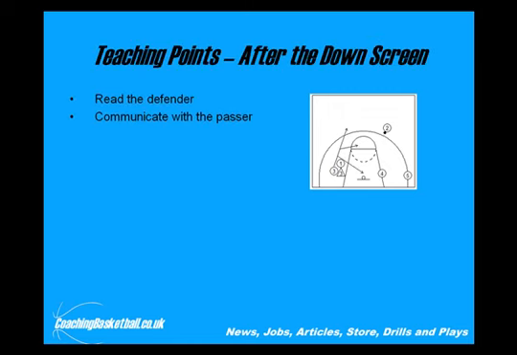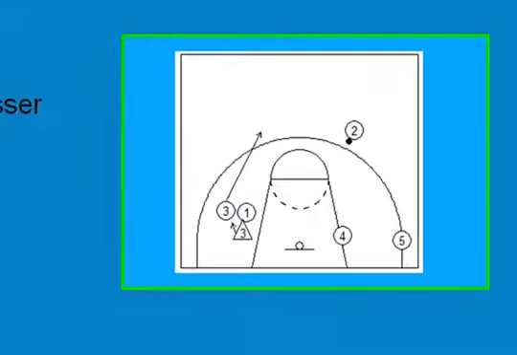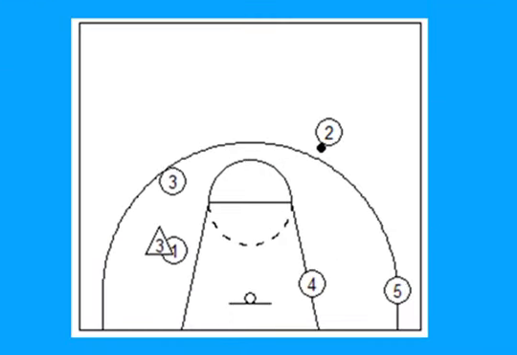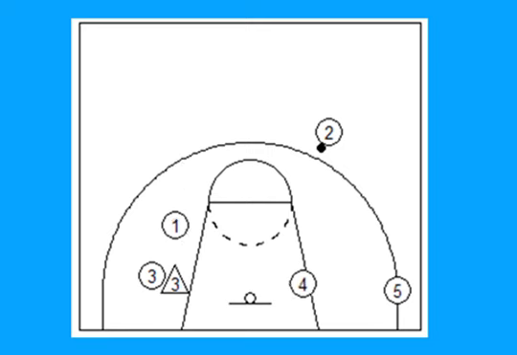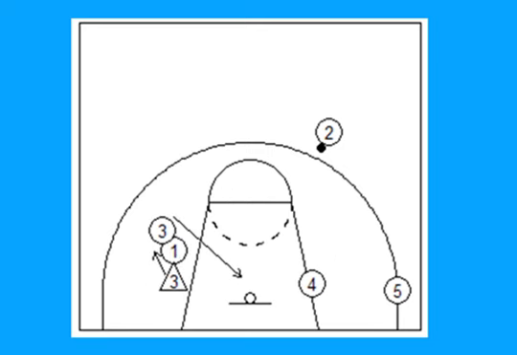So here we see number 1 has dropped down to set that screen for number 3. Number 3 has 3 options, which is curl to the basket, pop to the top, or go out to the free throw line. So there are 3 main teaching points that you need to emphasize when you're dealing with screens in any offense.